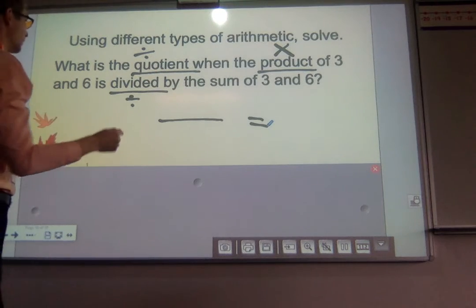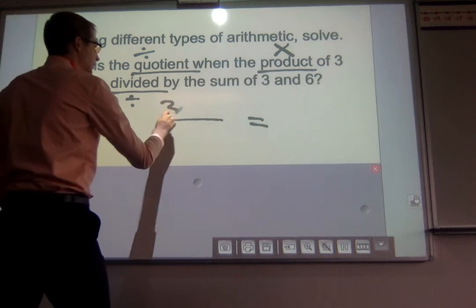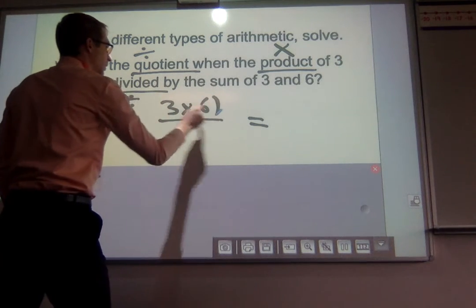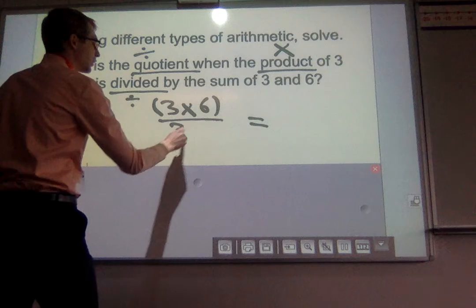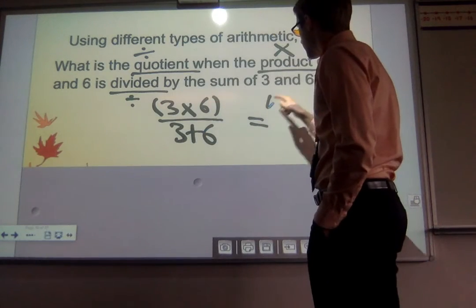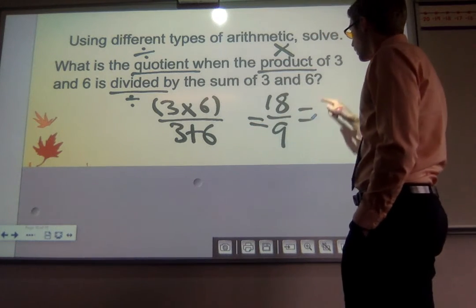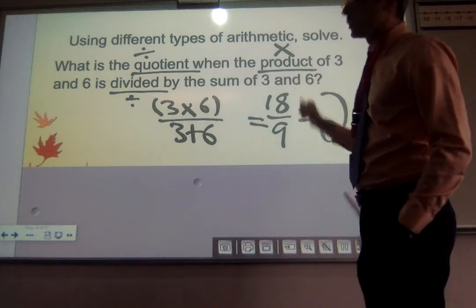When the product of 3 and 6 is divided by the sum of 3 and 6, therefore we know that 3 times 6 should go on top, and then 3 plus 6 should go down below. So 3 times 6 is going to give us 18, all over 3 plus 6 is 9. So we're going to get a quotient of 2.